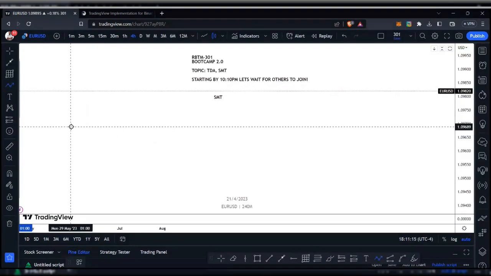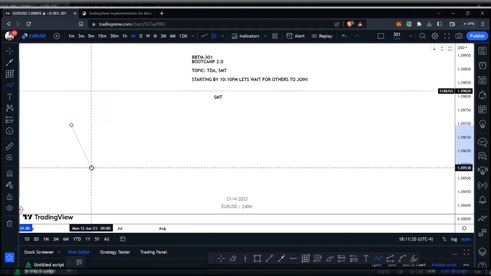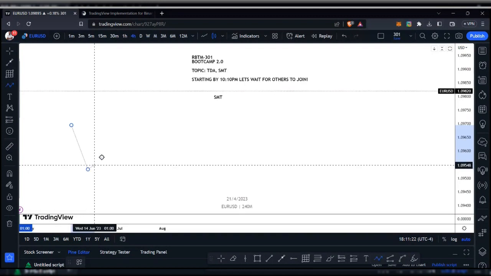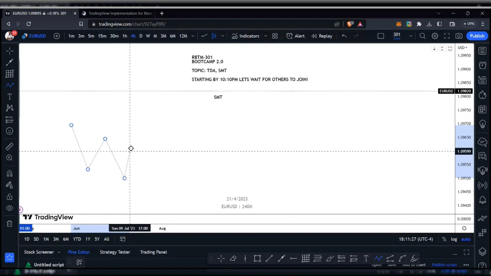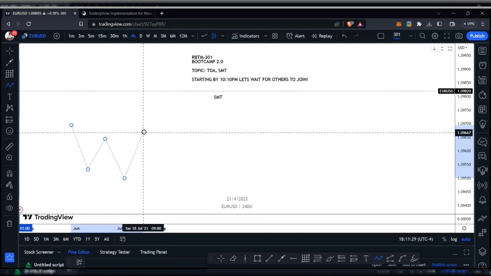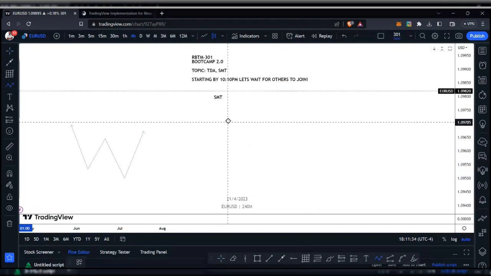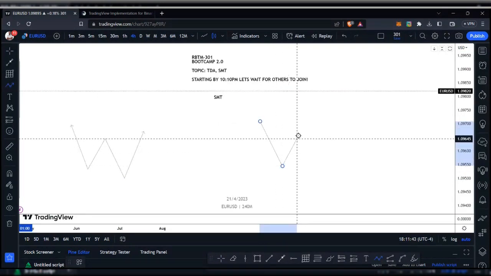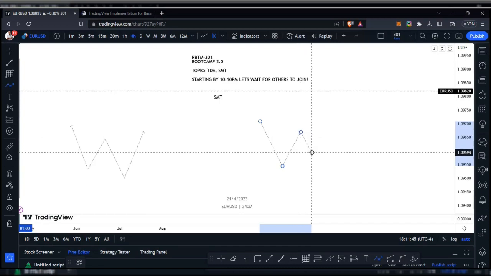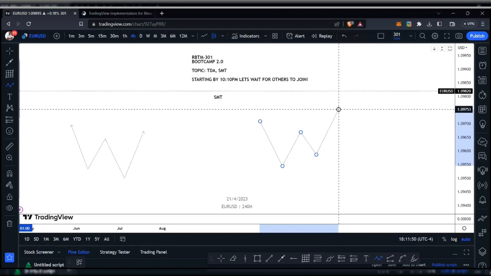So SMT basically is very simple. It is when one pair is making a high and the other pair is not. So let's say this is EU and then GU. In the last bootcamp, we went over this. I think this was where Mr. Emmanuel taught on SMT. He did a very good job. If I were you, I'd even go back to that video, because I'm pretty sure he explained it more than I'm going to do.